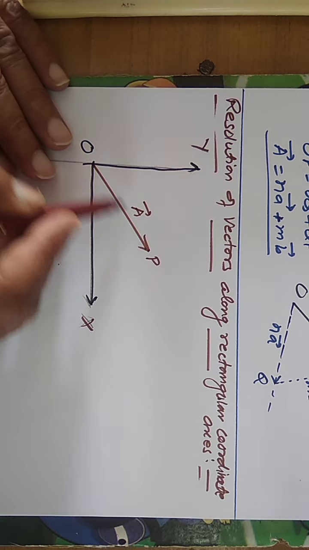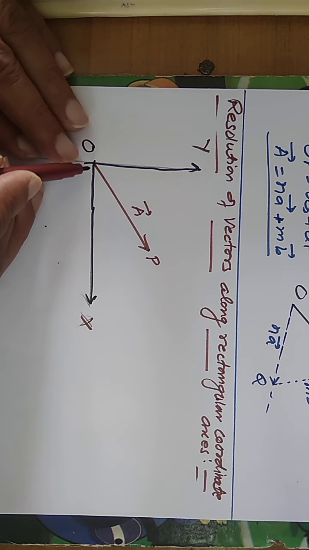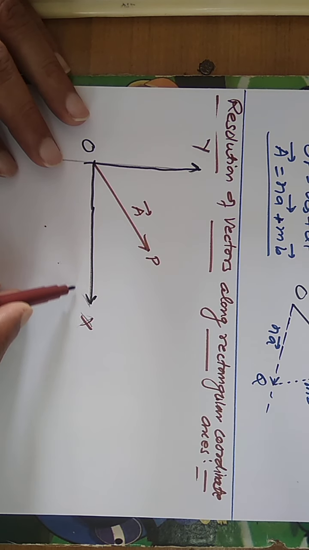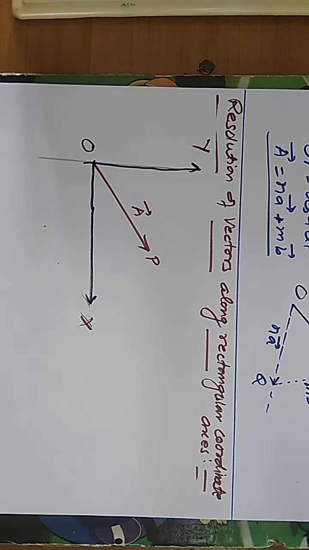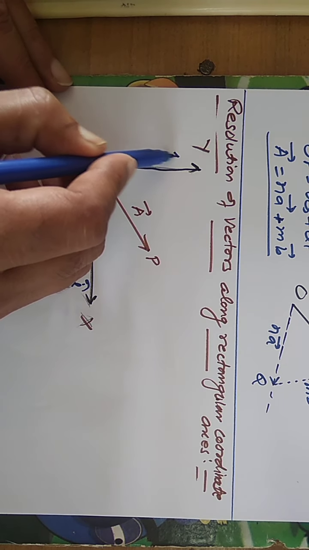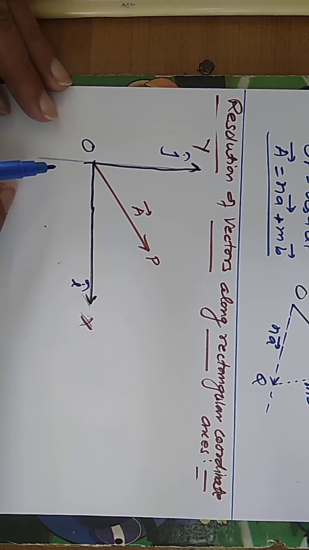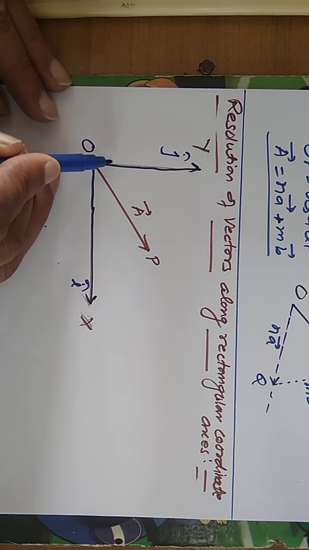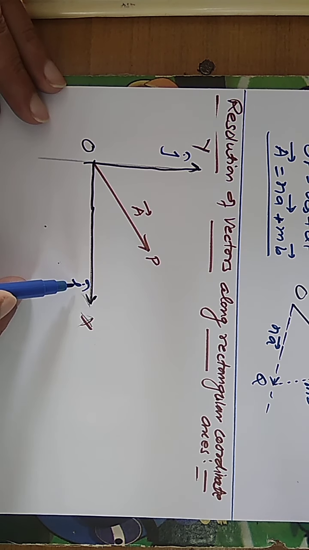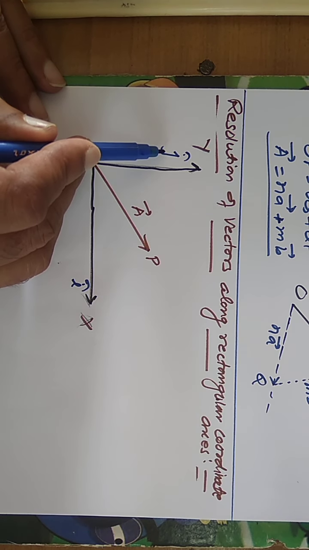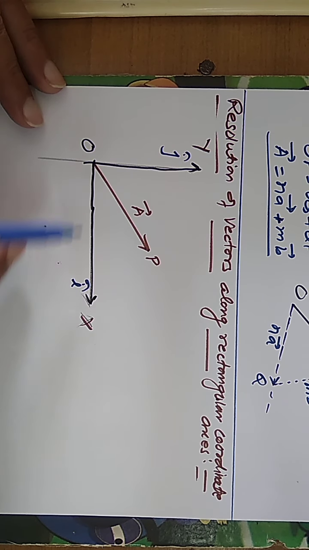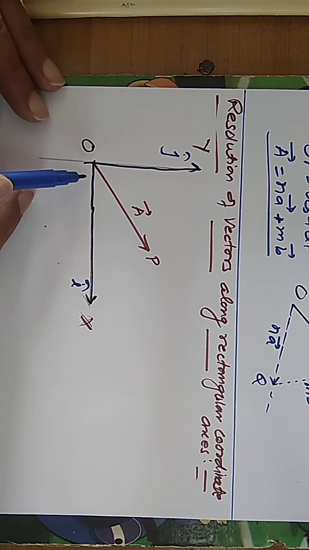Now we have to resolve this vector into two components which are parallel to the axes. Along x-axis we take a unit vector denoted by i cap, and along y-axis we take another unit vector, j cap, which is perpendicular to i cap. The magnitude of i cap is 1. The magnitude of j cap is also 1. They have no unit, no dimension. They are perpendicular to each other.